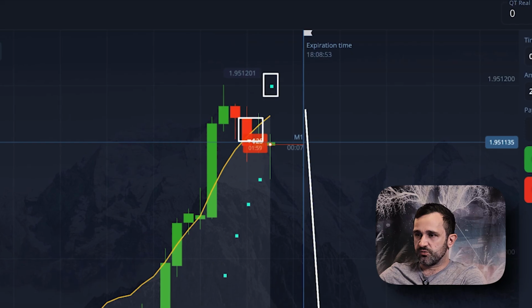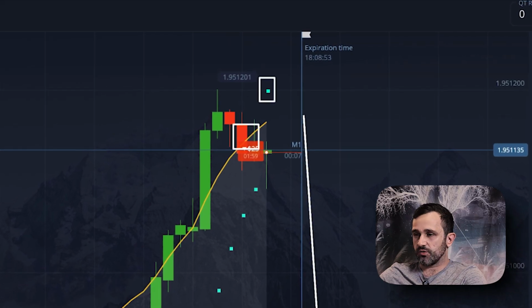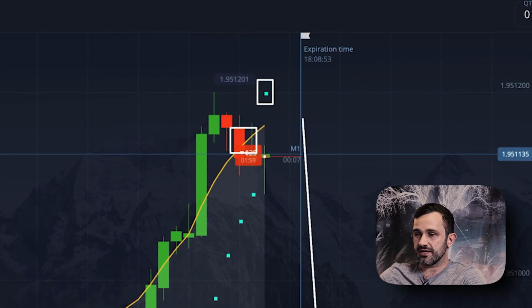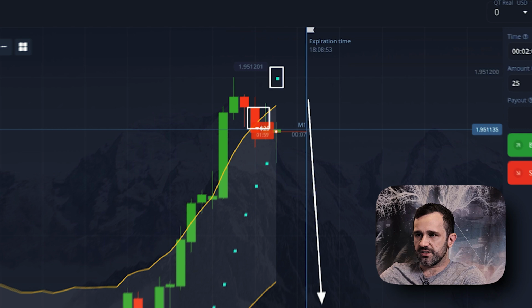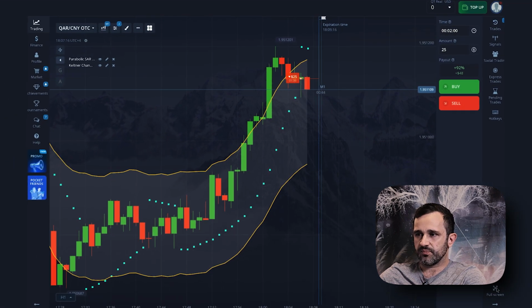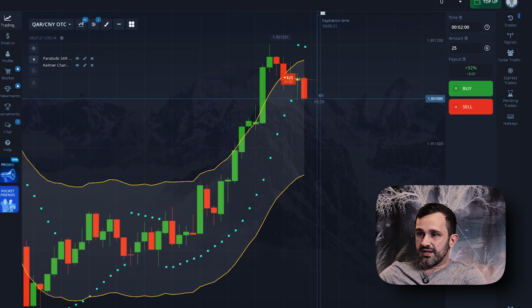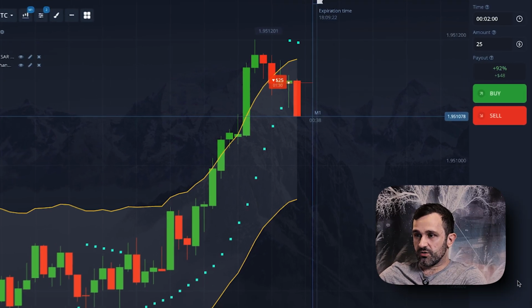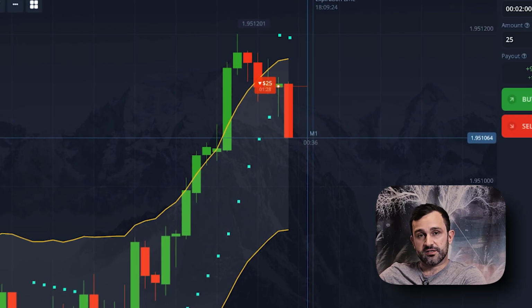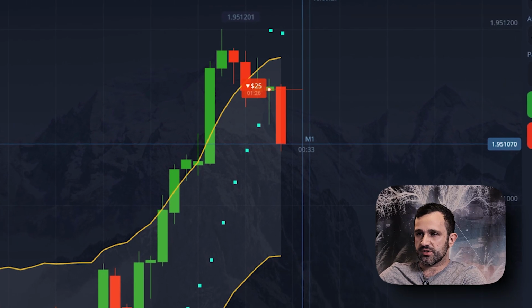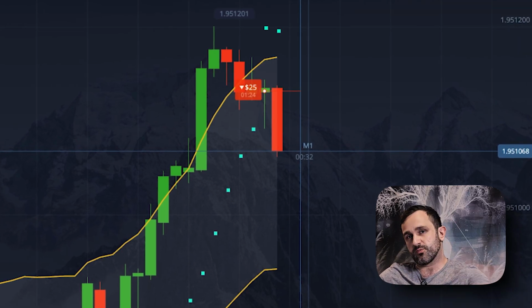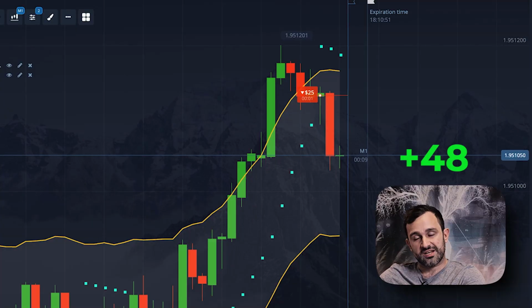The parabolic dot has moved above the price. This means the growth phase is over and the corrective move is beginning. From the candlesticks, you can see that buyers failed to update the high and the seller started pushing the price down. As a result, we have a candlestick breaking the Keltner boundary. Parabolic already reversed and is above, and the candlesticks show a loss of upward strength and the start of a downward move. All that's left is to wait for the trade to close. And I get plus $48.